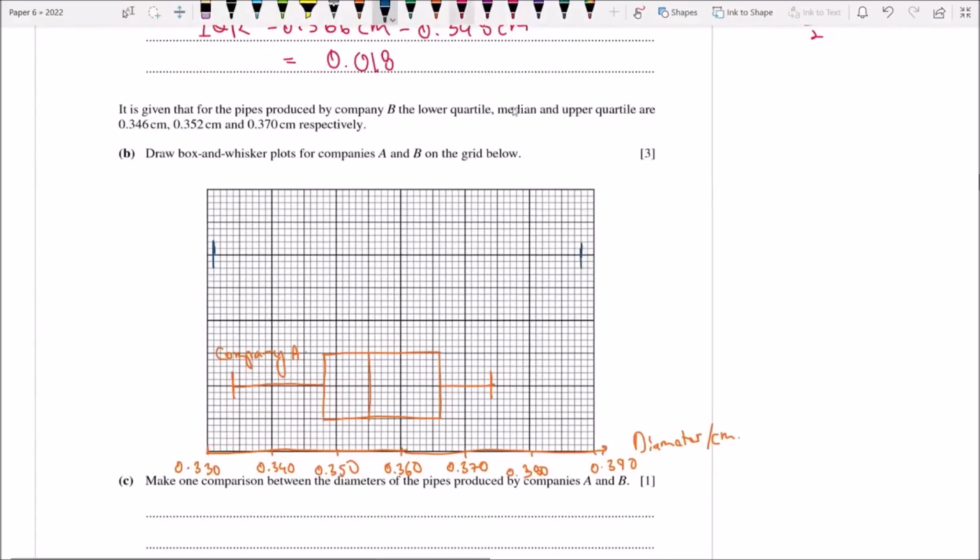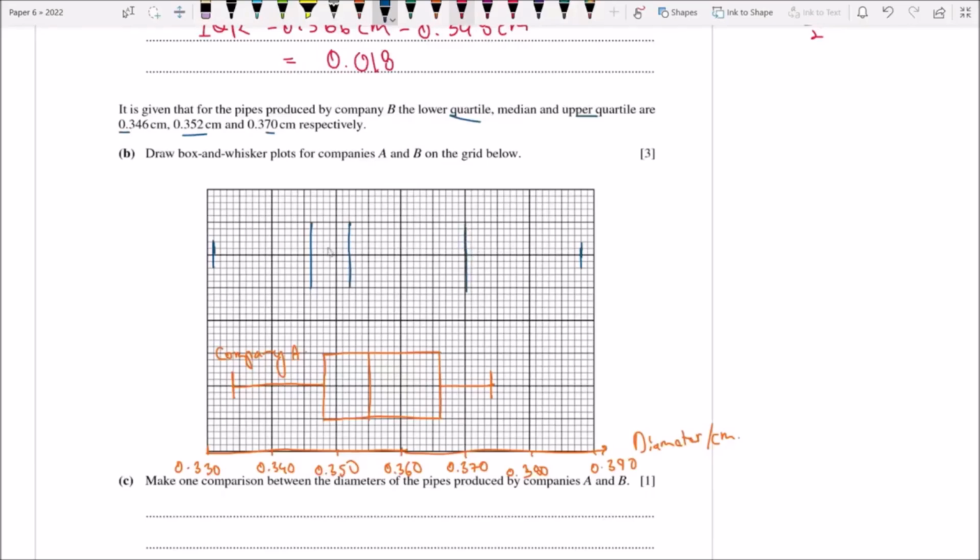Now the quartiles are given: 0.346, 0.352, 0.370. Here you go.